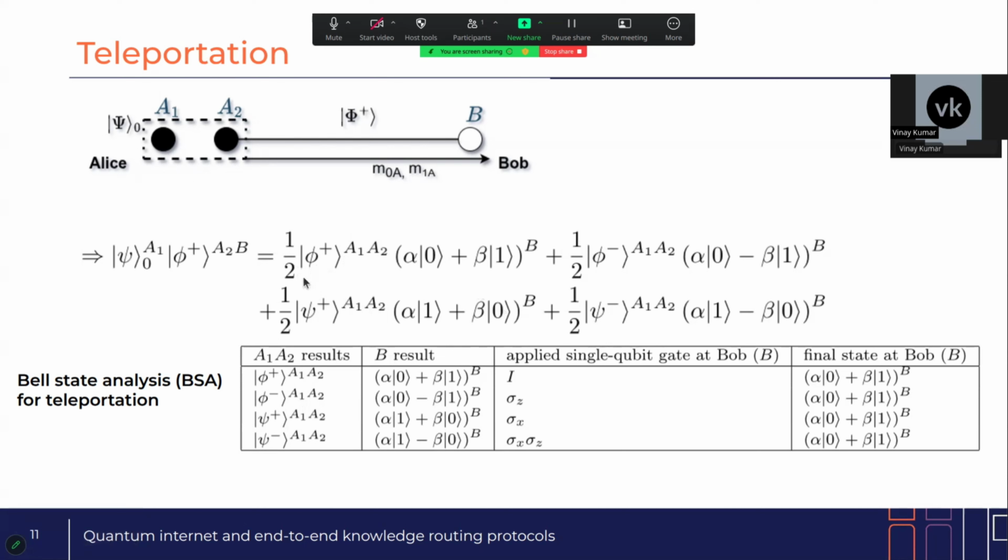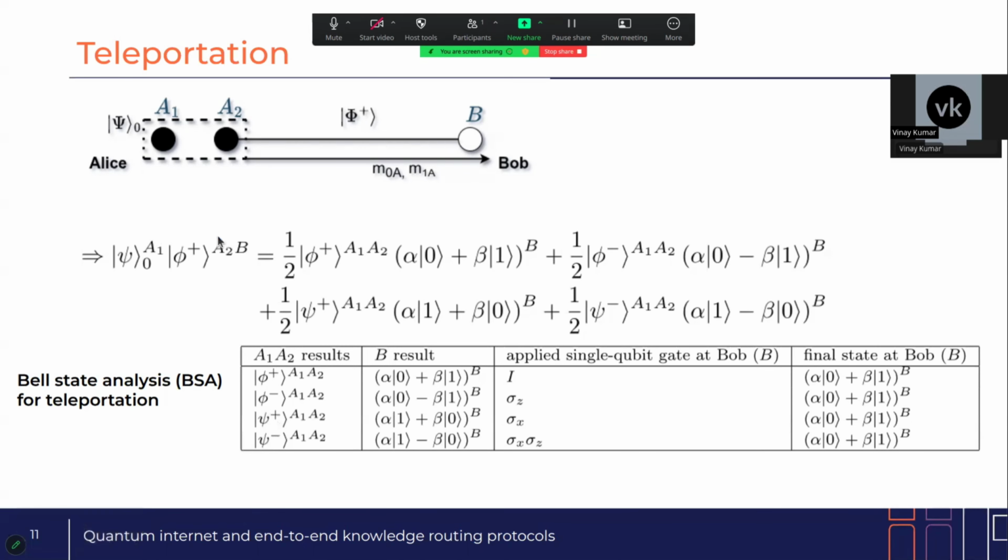Now, if we have the phi plus state at A1 and A2, the corresponding state of the B qubit would be alpha 0 plus beta 1, precisely the initial state that we intend to teleport. So in that case, we just apply the I gate, which basically does nothing. Then we have correctly teleported the initial state to Bob's qubit.